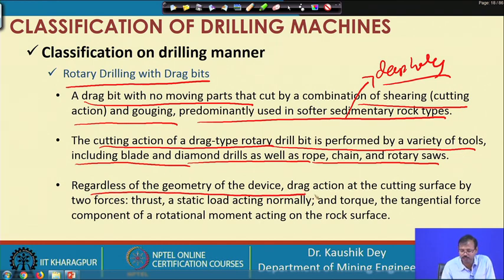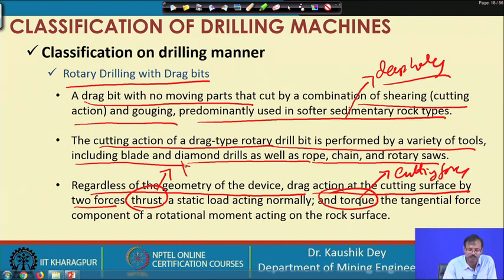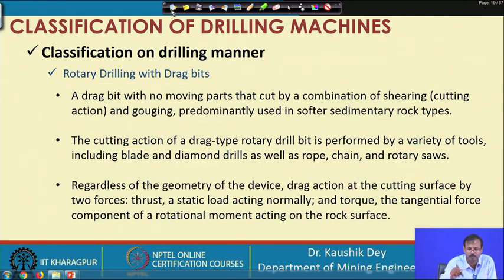The geometry of the device drags at the cutting surface by two forces, one is thrust and another is the torque. So, basically thrust is giving us the contact of the bit with the rock, and torque is basically shearing. So, basically torque is the main cutting force, and this is the normal force. So, any time you try to have this shearing action, it depends on a normal force and a drag force. So, basically this torque is providing the cutting force and this is the normal force you can have.